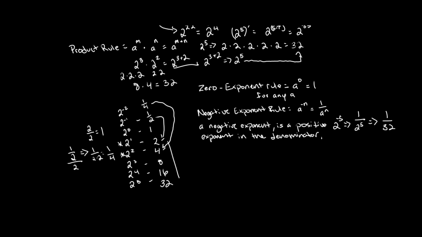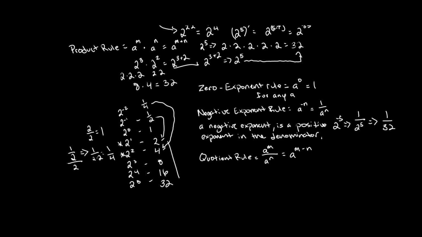Now, we're going to combine something here, and I want you guys to just imagine this. The same way that in the product rule, if we multiply a to the m times a to the n, we get a to the m plus n. If we take the quotient rule, we're saying a to the m over a to the n is equal to a to the m minus n.